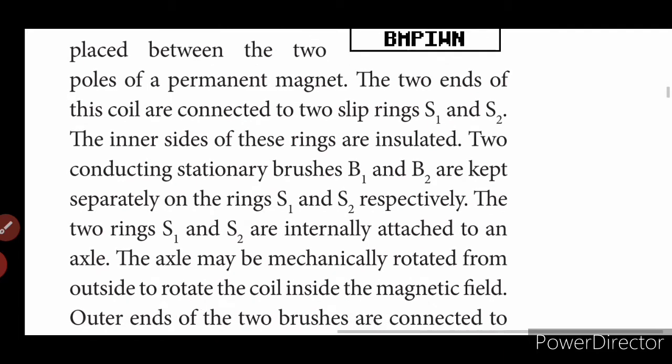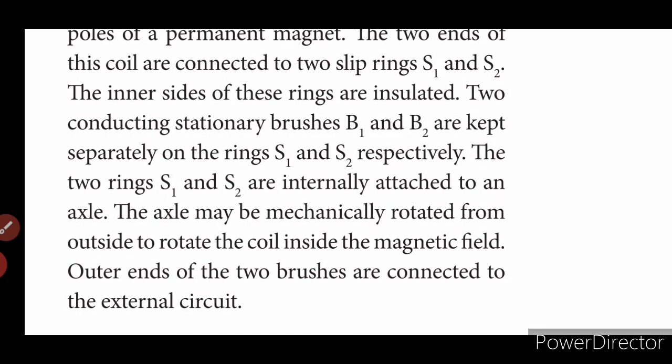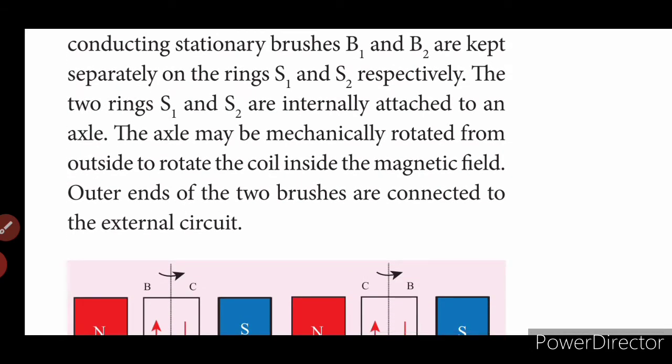The inner sides of these rings are insulated. Two conducting stationary brushes B1 and B2 are kept separately on the rings S1 and S2. So B1 and B2 are called brushes, which are kept on S1 and S2 separately. The two rings S1 and S2 are internally attached to an axle. The axle may be mechanically rotated from outside to rotate the coil inside the magnetic field. So the axle is the moving part inside the generator.